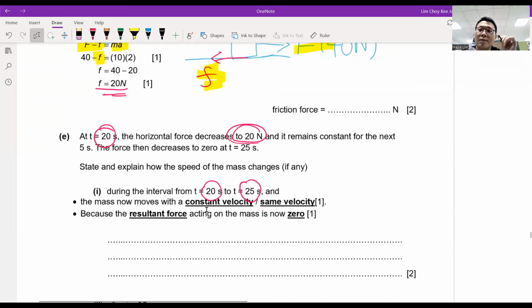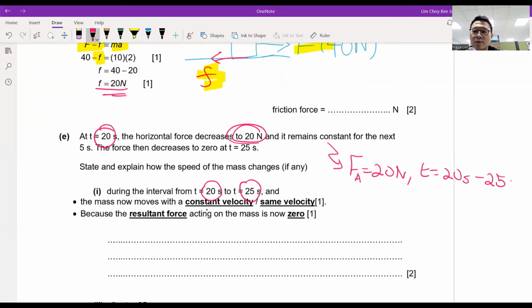What students need to take note of is the meaning behind this phrase. Other than telling you that the applied force is 20 Newton and the time is 20 to 25 seconds, this 5-second interval, there's one hidden piece of information in these two sentences which students need to sieve out, because it's a very, very common booby trap. The information hidden behind is that the surface of the floor remains the same.